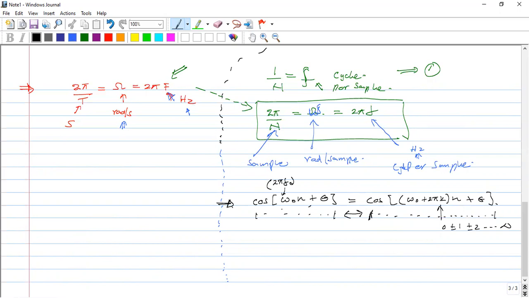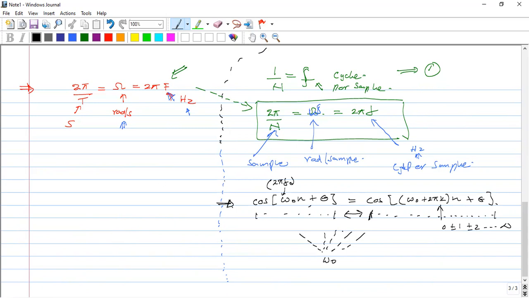So you can see that due to this property, you can map many high frequency signals into one low frequency signal. You can map very many high frequency signals into one low frequency signal. Okay, so that is the idea here.